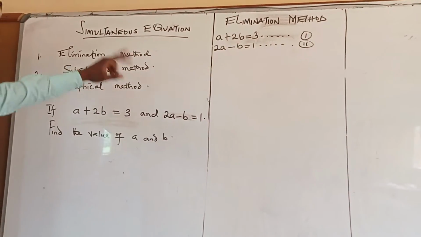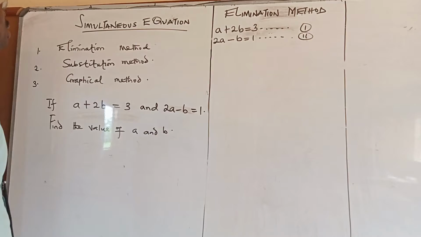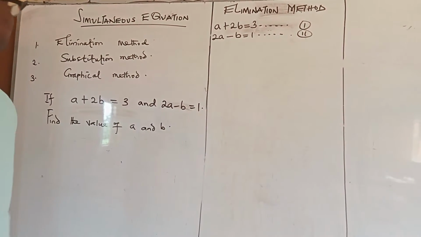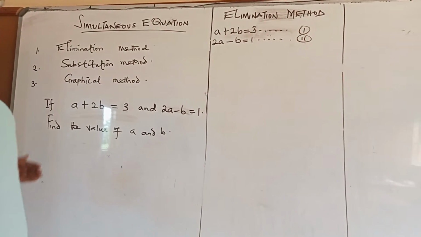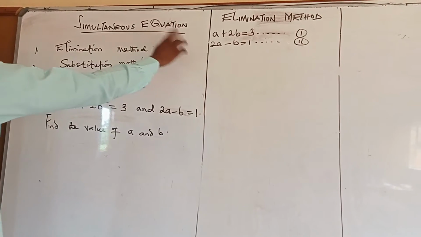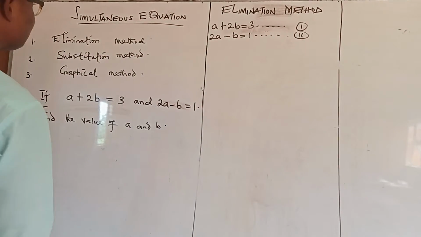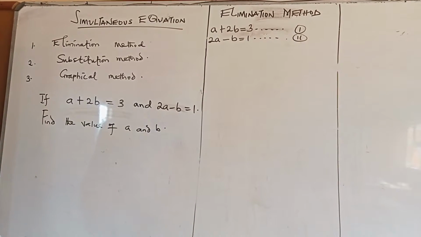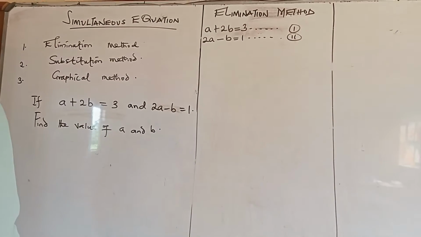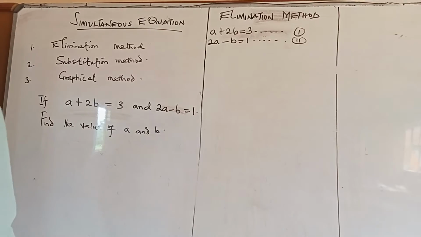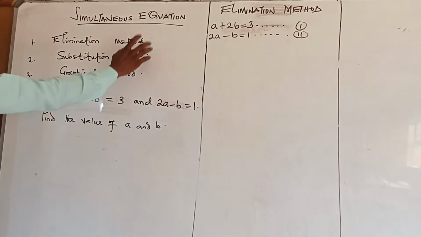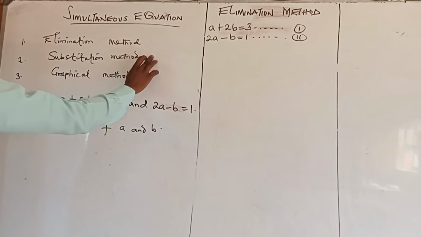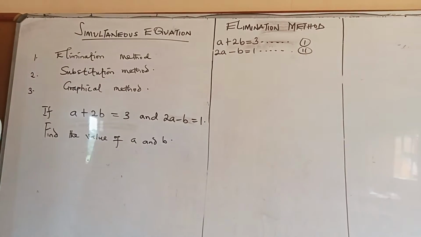We want to look into simultaneous equations. Equations are said to be simultaneous when we have two or more equations happening at the same time, such that we want to find the unknown values. We have three methods of solving simultaneous equations: the elimination method, the substitution method, and the graphical method.